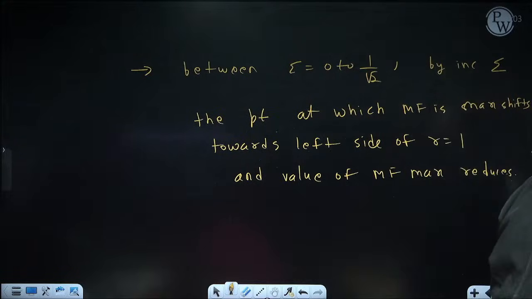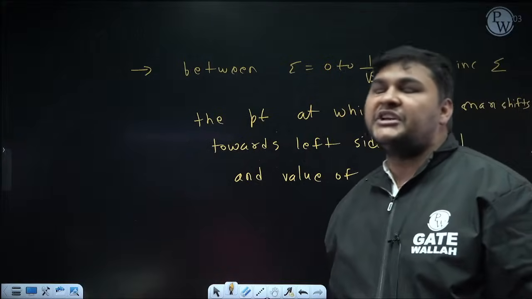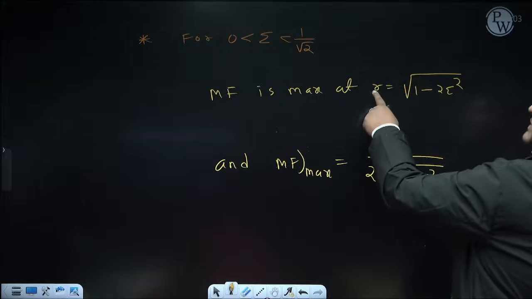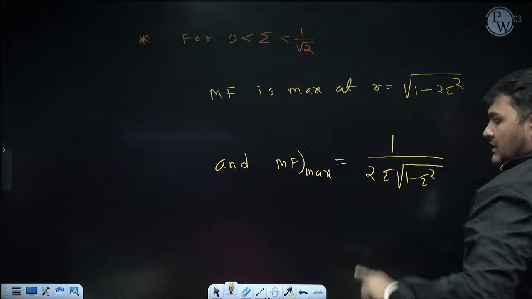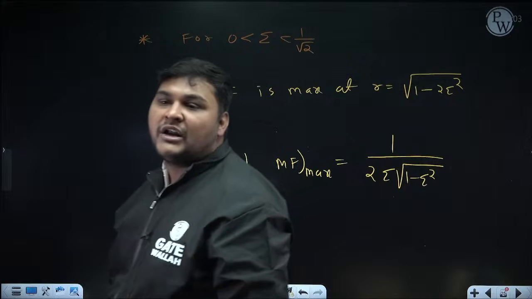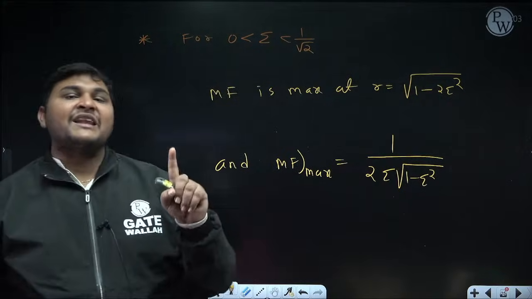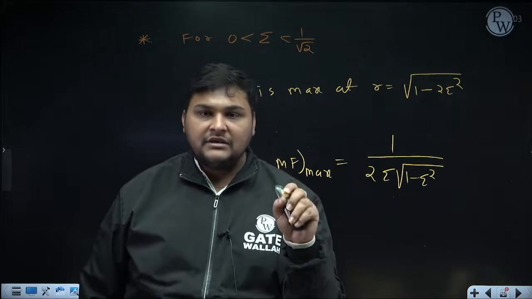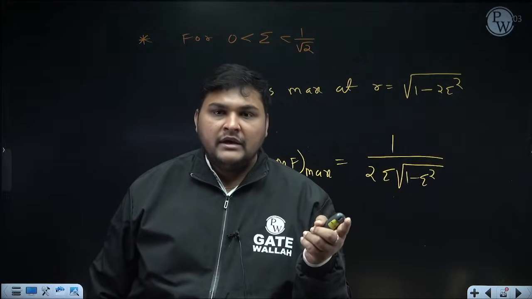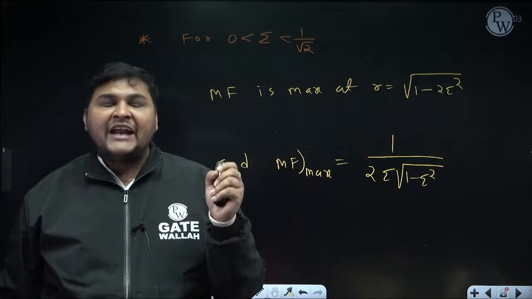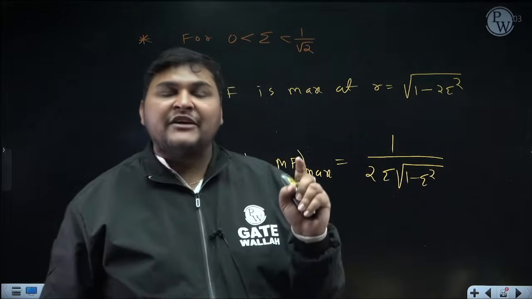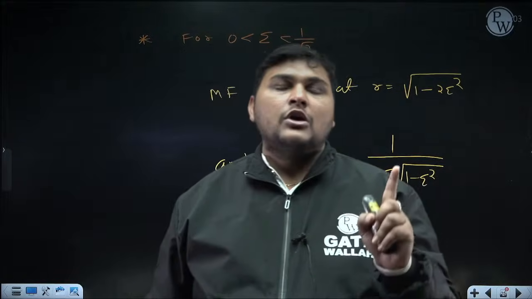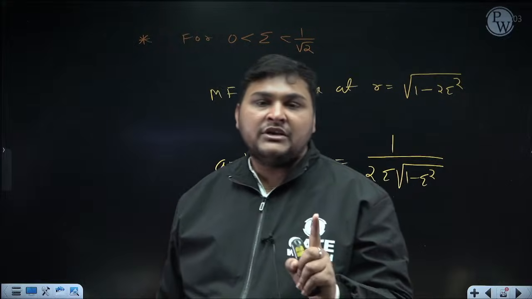Sometimes the examiner will ask, for zeta equal to 0.1, what is the critical value of R? So the critical value of R means the value at which MF is maximum. Sometimes the examiner can ask a theoretical question like this: if the system is slightly damped, means zeta is not 0 but it is very less, say 0.1, 0.05, then at which value of R is it critical, or at which value of R will MF be maximum? It will be at resonance, or left side of resonance, or right side of resonance.